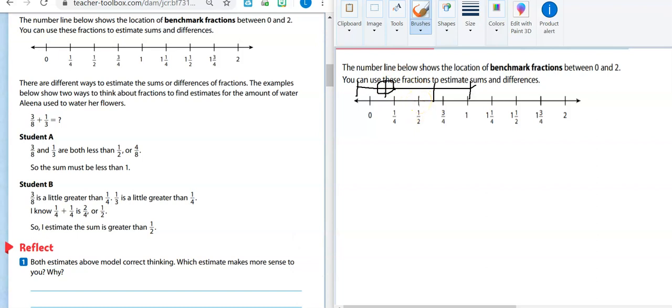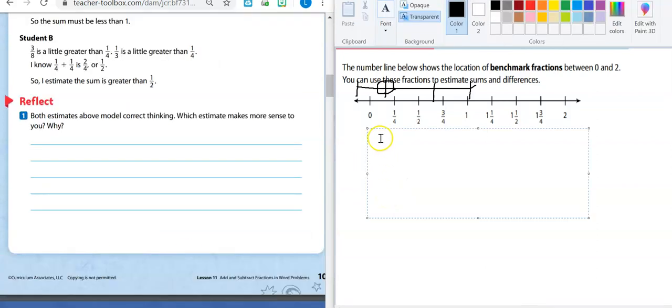Yes, it is. So student A's response would make the most sense because they use the number line effectively by showing us that 3/8, which we identified, and 1/3, which we identified, is less than 1/2. So the sum of both fractions must be less than 1 whole.